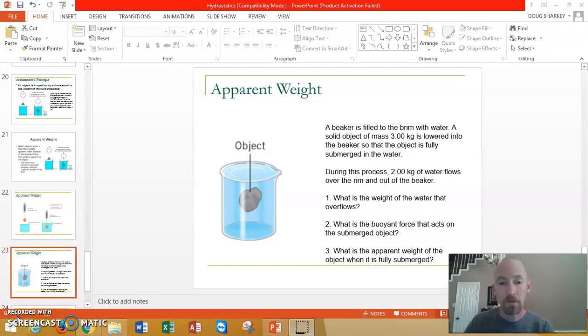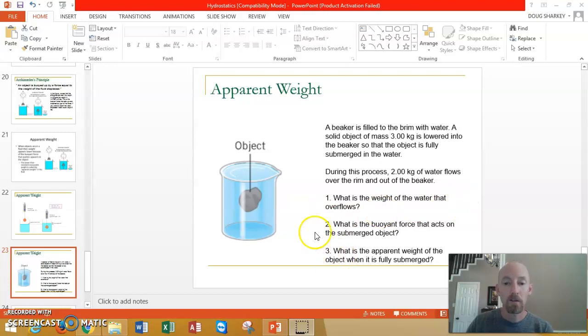So we're going to try a little problem here. I've got a beaker, and there's something that looks like a rock suspended. Let's say there's a little spring scale that's holding it, and the beaker is filled to the very brim with water. When we put this thing down into the beaker, some of the water overflows. The rock has a mass of 3 kilograms, and when the water spills out, the water ends up with a mass of 2 kilograms.